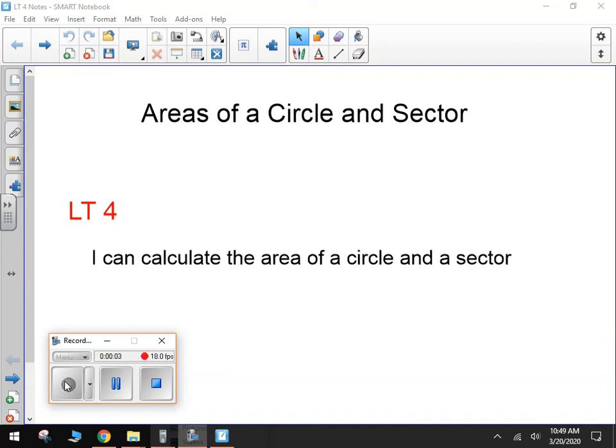Everyone. We are doing area of a sector and a circle today. Remember, if I go too fast, just pause the video. You want to make sure you have all of this written down, and if you need time to draw a diagram, go ahead and pause it.